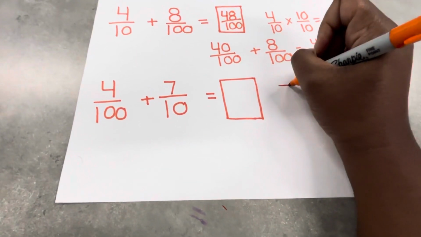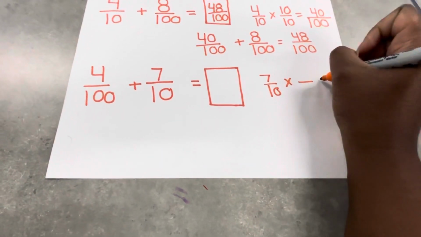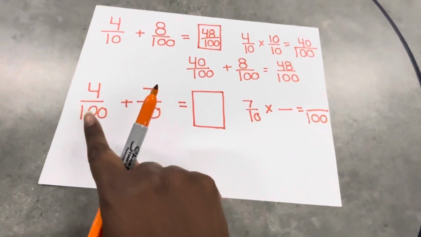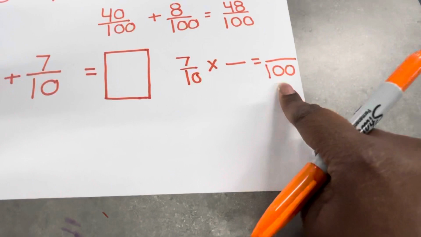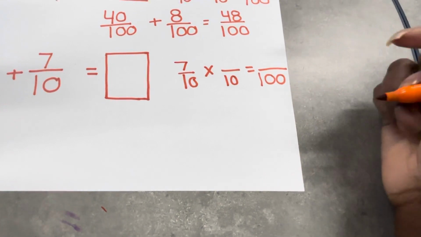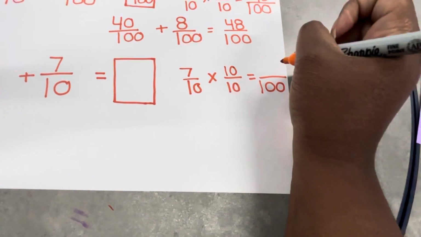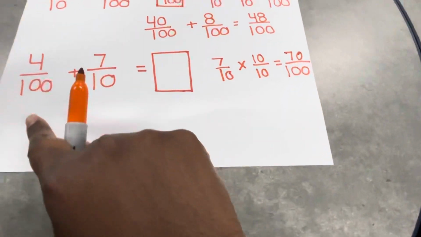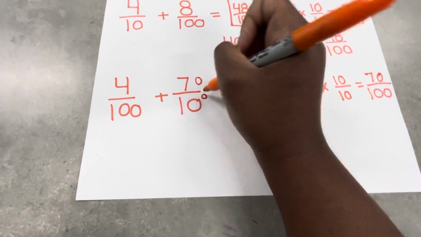So what am I going to do? I'm going to take this fraction, 7/10, and I'm going to multiply it by something. I don't know what yet. And I'm going to have that denominator of 100, because I want to get it to look like this. So what can I multiply by 10 to get me 100? I know that I can multiply 10 by 10 to give me 100. Whatever I do to my denominator, I also do to my numerator. 7 times 10 is 70. Now I'm going to plug this back in. So now this actually is 70/100.